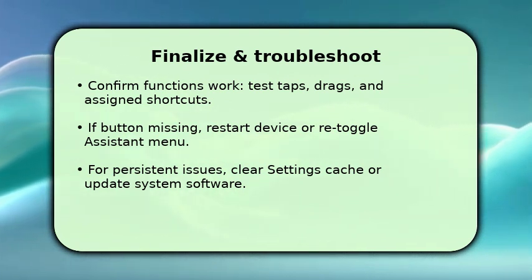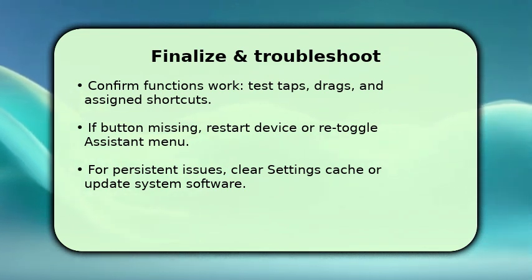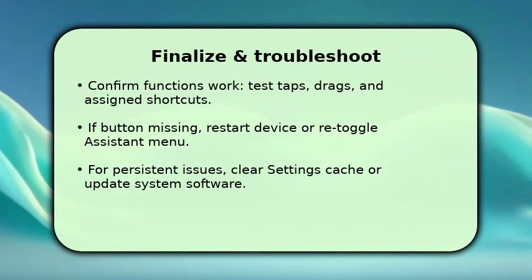If the button still disappears, clear the Settings app cache or install pending system updates, because outdated UI components can block accessibility services. If problems persist, briefly disable other accessibility overlays. They can conflict.